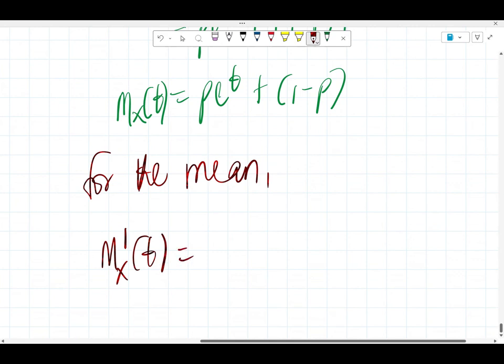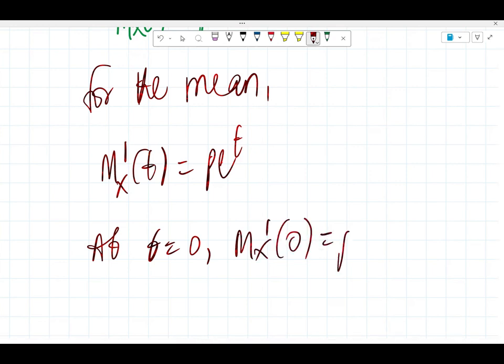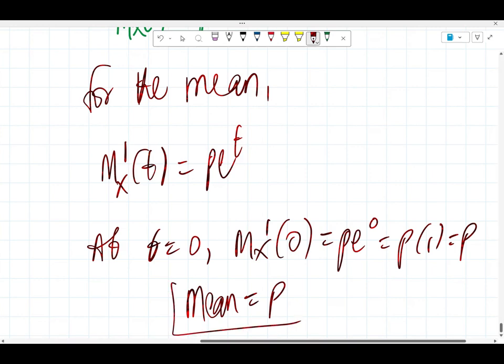That's differentiate once. This one has no t, so it crosses out automatically. When you differentiate e raised to power t, you get e raised to power t. So that's p e raised to power t. You have to evaluate at t equals 0, so we have m x prime at 0. That is p e raised to power 0, which is p times 1, and that is simply p. So the mean for Bernoulli is simply p, like that.